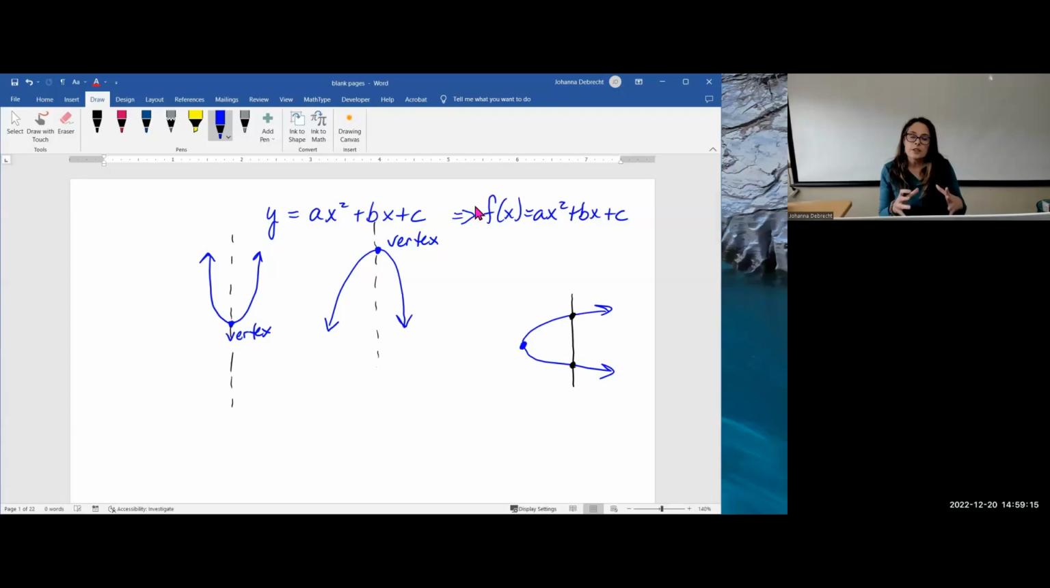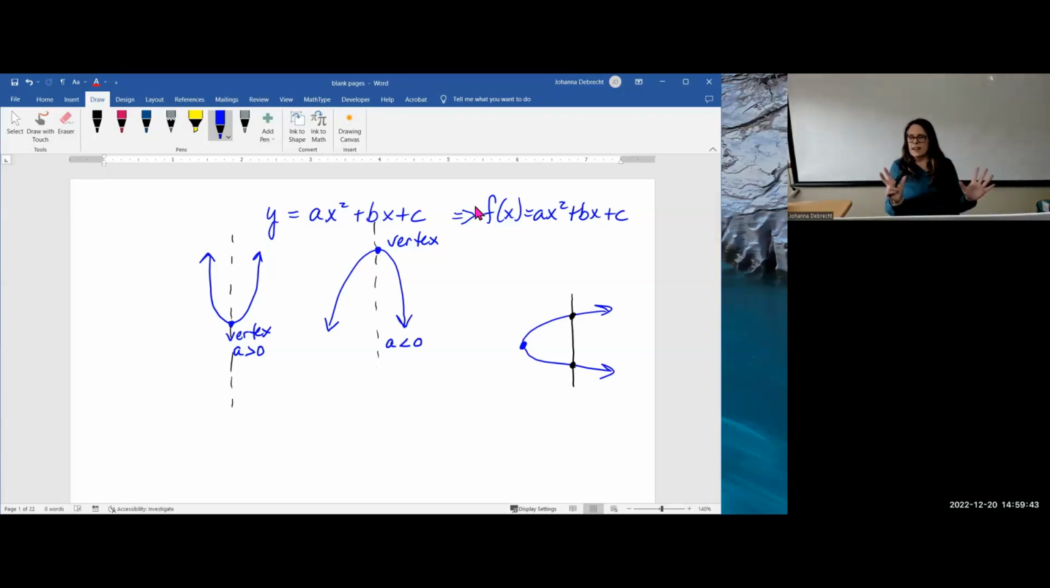Now, it's important to know whether it opens up or down. I mean, there's a big difference in the pictures. So how do you know? What's the value of a? It's very, very simple. If a is positive, it opens up. If a is negative, it opens down, with up being the positive direction and down being the negative direction. So in this case right here, we know that a has to be strictly positive, and here we know that a has to be strictly negative.